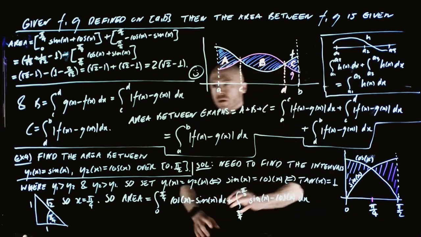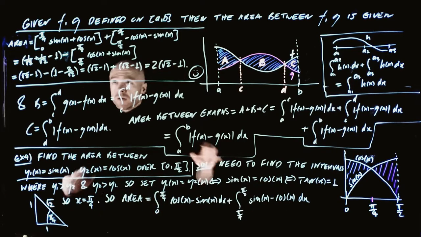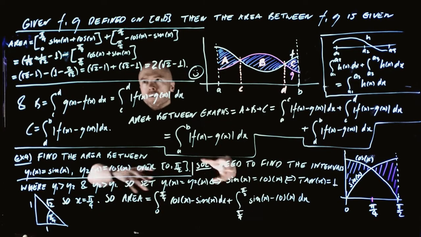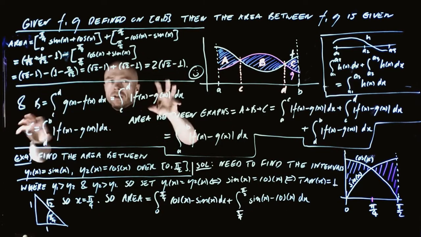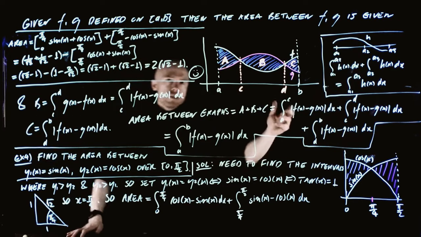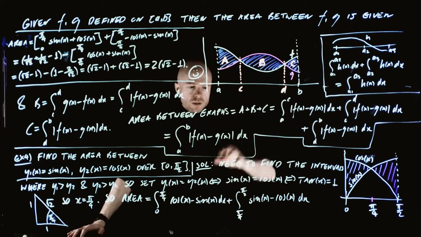All good? From this point, it's just calculation. Now it is just stuff you know. We know the antiderivative, we put in the numbers, we check along the way that everything is consistent, and we get the answer, and we're good.